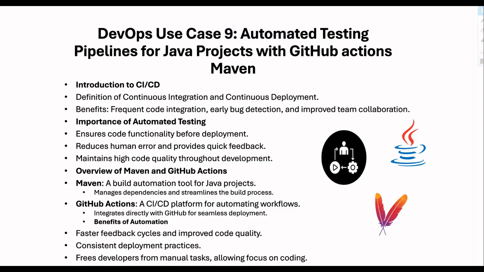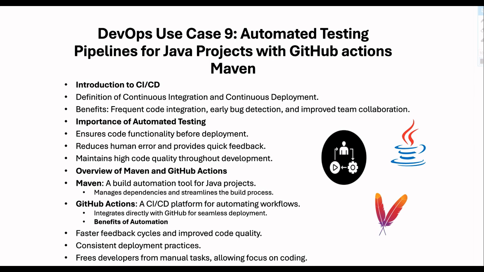Have you ever found yourself stuck manually testing your Java projects, hoping everything runs smoothly? What if I told you there's a way to automate all that testing, saving you time, catching bugs early, and making your development workflow a whole lot easier? Welcome to Automated Testing Pipelines for Java Projects with Maven and GitHub Actions. In this video, we will walk you through how to streamline your CI/CD workflow using these powerful tools.